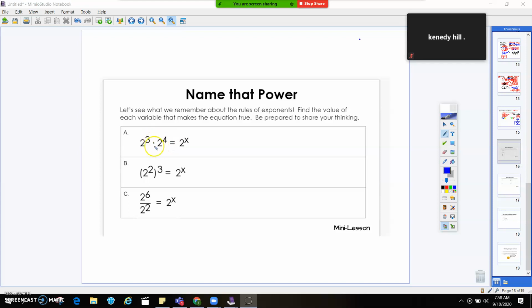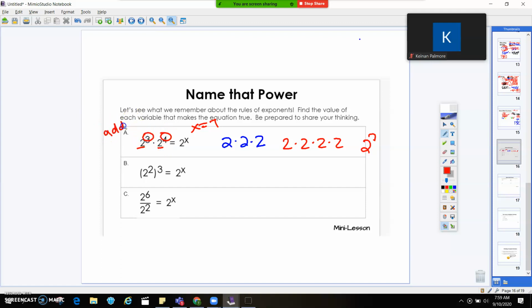So 2 to the third times 2 to the fourth equals 2 to the x. Okay, so if I take 2 times 2 times 2, because that's what 2 to the third is, right? And then I have 2 times 2 times 2 times 2. How many 2's do I have in total? 7. There you go. So x is going to equal 7, right? So this is going to be 2 to the 7th power. So if you have the same base, you're going to add your exponents. Okay?